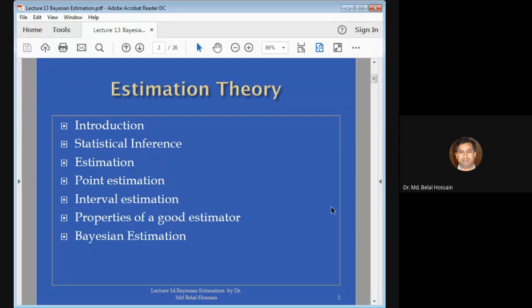That is, we have two types of estimation in general. That is point estimation and interval estimation. And then in point estimation, how we can find a good estimator. That is, some properties of a good estimator.